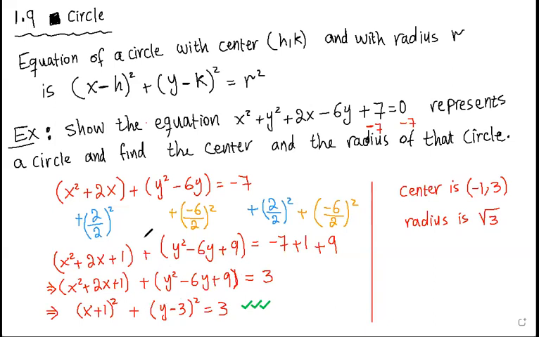The center is h and k. So this equation looks exactly like x plus 1 square plus y minus 3 square equal 3. So the center is -1 and 3. And the radius is the square root of this number. Any questions so far?